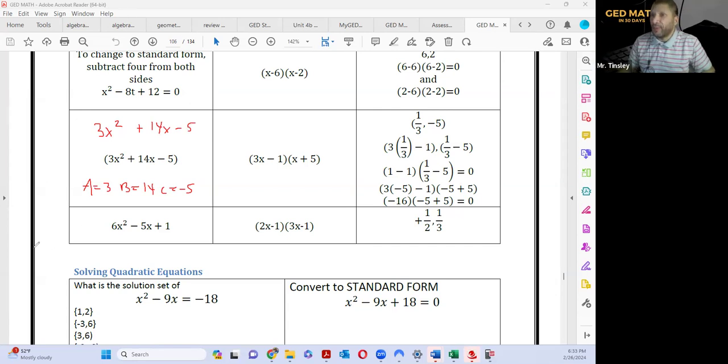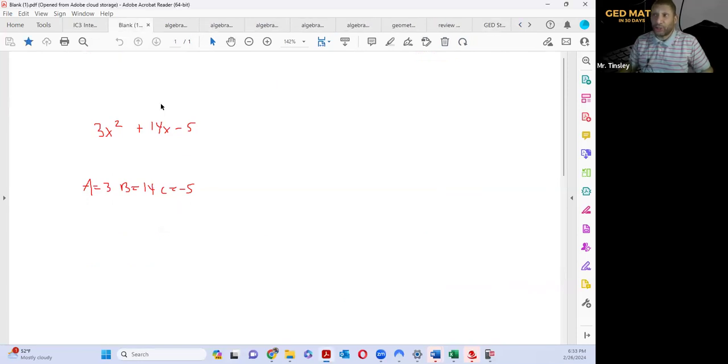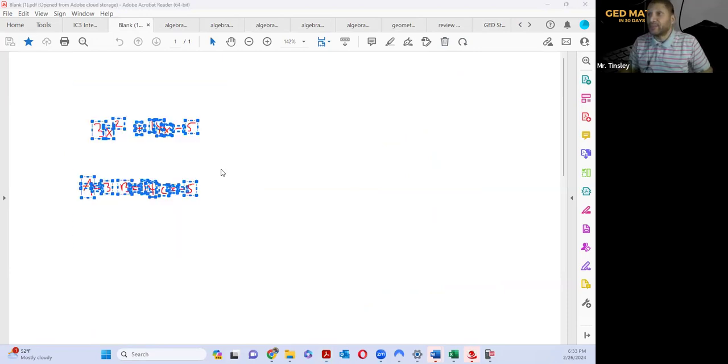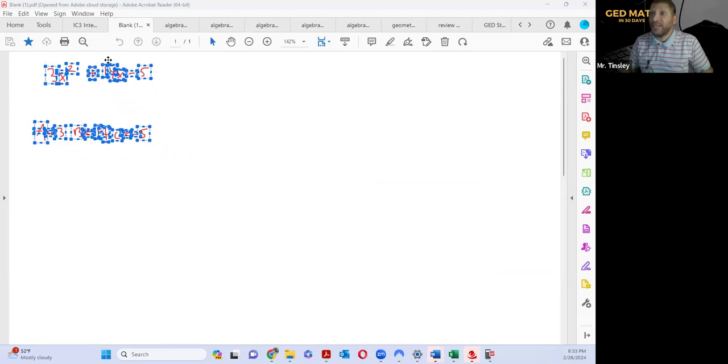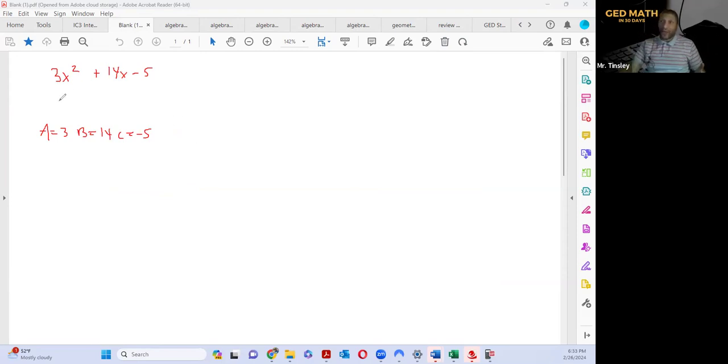Watch this. Let me go to my blank page, and I'm going to show you how long this problem takes. This is me as your instructor showing you how to do it, and this is me knowing how to do it. So first of all, I identify this is a quadratic equation. How do I identify this as a quadratic equation? Because my highest power is the second power. Does everybody understand that? Okay. I identify my A, B, and C. The coefficient of x squared is 3, my coefficient of x is 14, and my constant is -5. Does everybody understand how I identify A, B, and C?